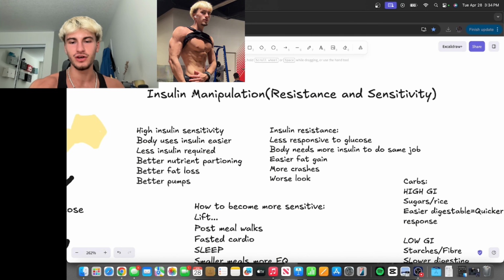So many people were asking me to make this, but let's go over insulin, specifically how to manipulate it. What is insulin resistance and sensitivity?